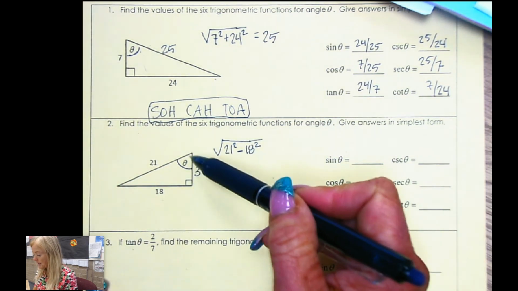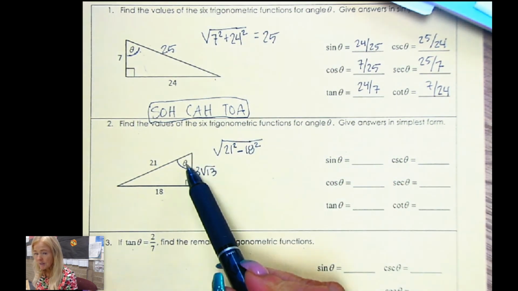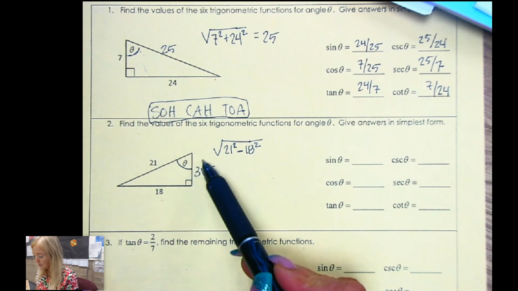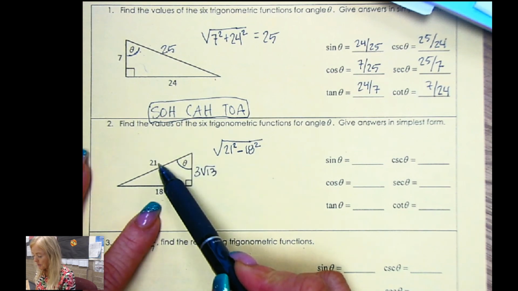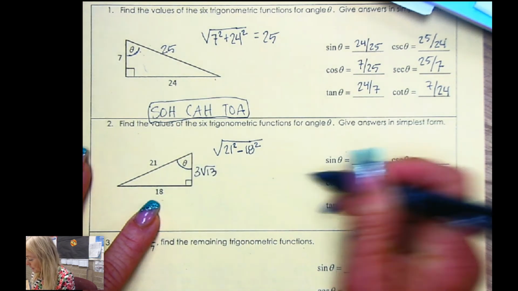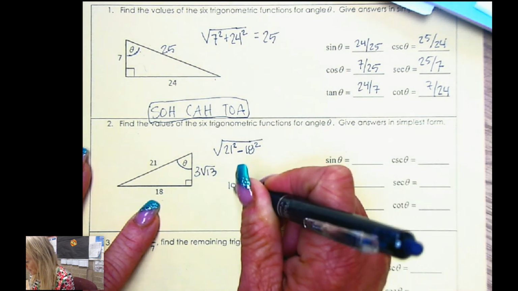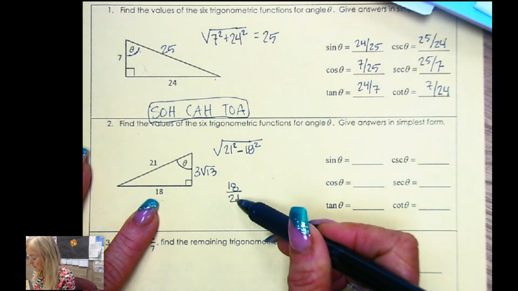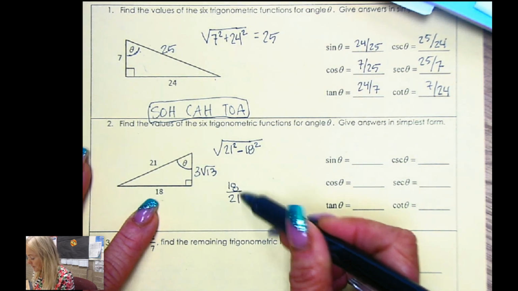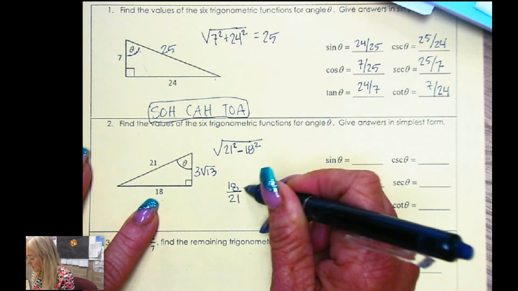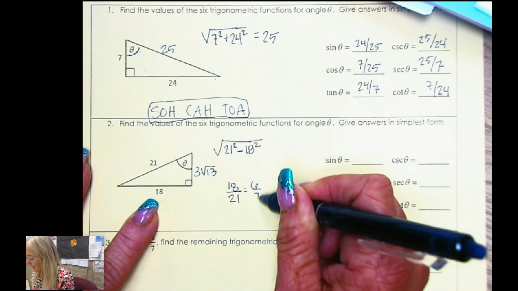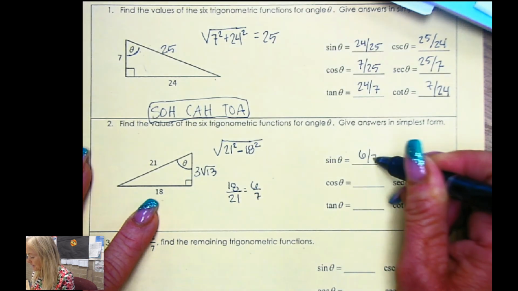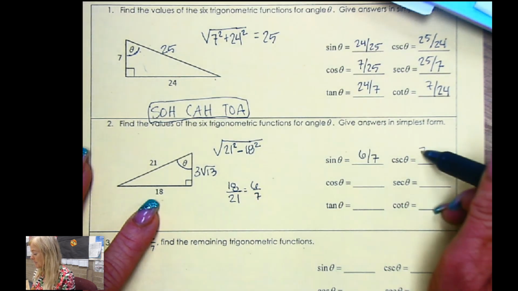So right here's the angle that we're in question. Sine is opposite over hypotenuse, so 18 over 21. Now, I like to use my space here because I know 18 and 21 are both divisible by 3. So that makes 6 over 7, and that's what sine is. And then you can just flip it, 7 over 6.